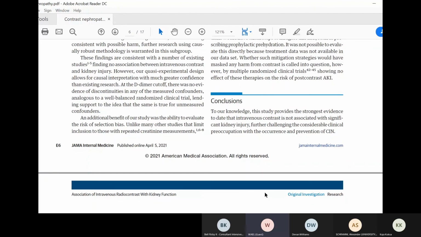And the conclusion from this study is that, according to the group, the study provides another piece of evidence that intravenous contrast is not associated with significant kidney injury, further challenging the considerable clinical preoccupation with the prevention of contrast-induced nephropathy.